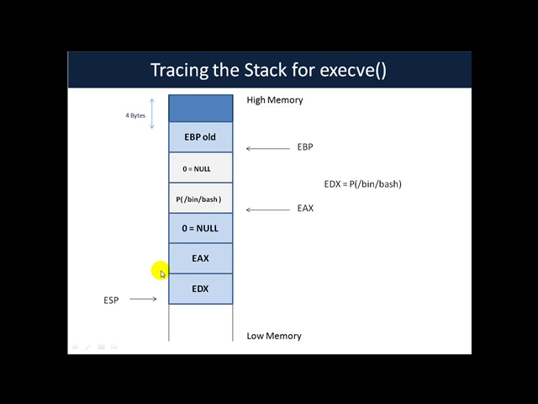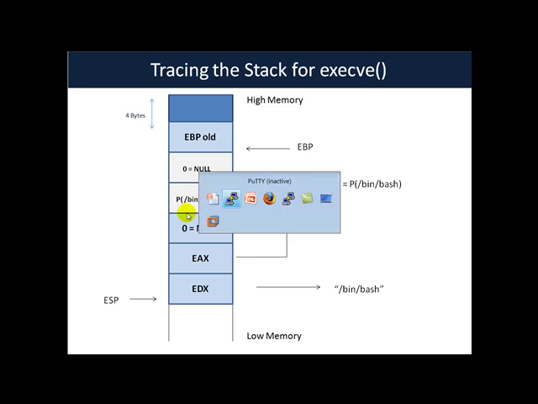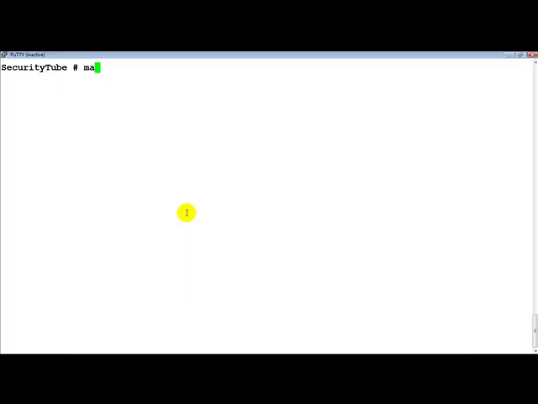Before we do that, let's examine this a bit further. So EDX, as we noticed, is nothing but a pointer currently to the /bin/bash string, right? And EAX is doing nothing but pointing to the pointer to /bin/bash, right? So let's try and understand what happens when execve is going to be called. Right, let's go back to our terminal to a man execve.